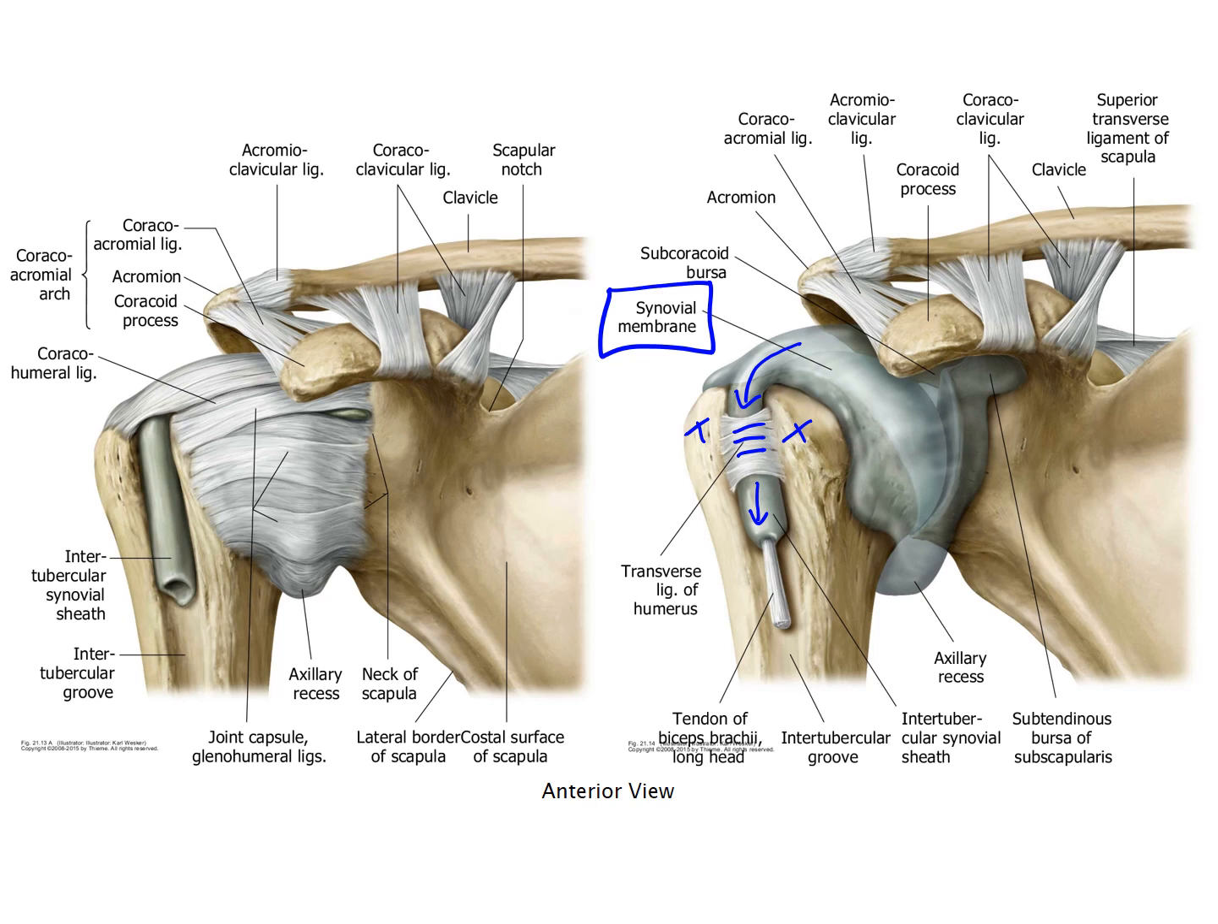I'll also point out the axillary recess. This is a pouch-like area at the inferior boundary of the joint capsule where the excess slack of the joint capsule gathers when the arm is adducted. When the arm is abducted, the axillary recess is pulled taut.